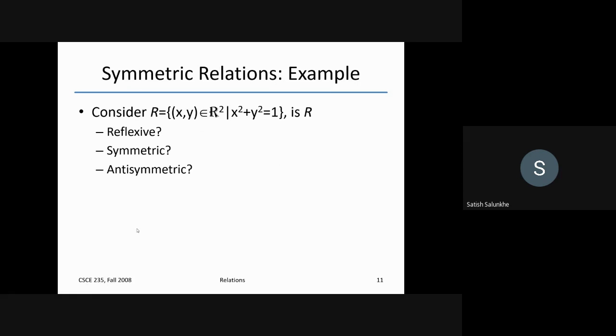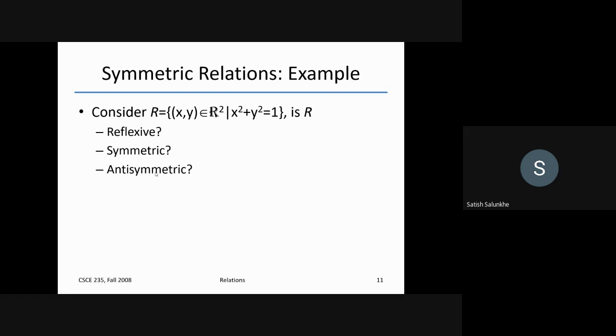Now let us check this example, whether this relation is reflexive, symmetric, or antisymmetric. So this is a real set. First of all, what is this relation R? It is the set of ordered pairs (x, y) belonging to R2, where R2 means the Cartesian product R cross R, such that x square plus y square is equal to 1.